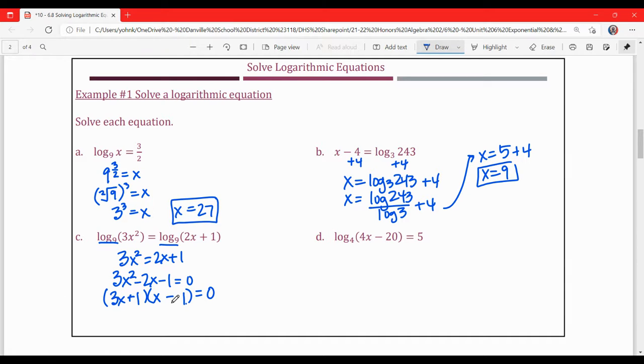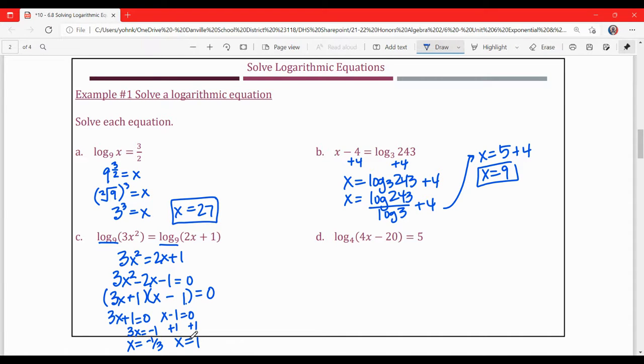Once I have my two parentheses multiplied to equal 0, I set each parenthesis equal to 0 and solve. Now the one on the right is much easier. You can add 1 to both sides and you get x equals 1. The one on the left, I need to subtract 1 over to the other side to get 3x equals negative 1. Divide by 3 and you get negative 1/3.